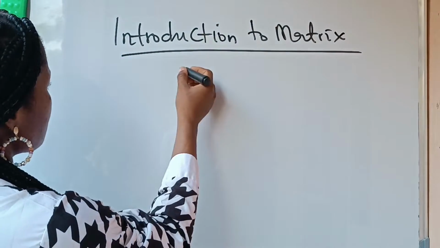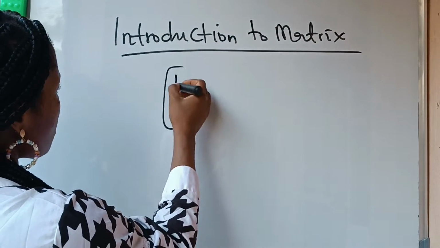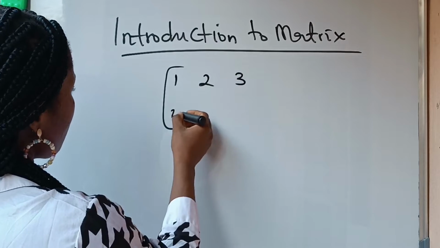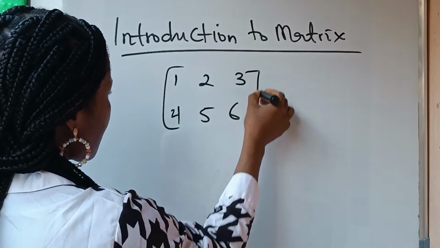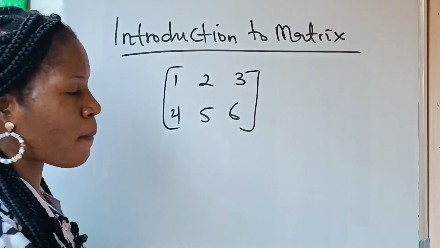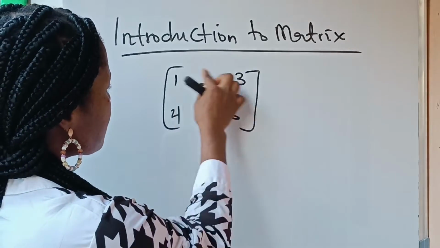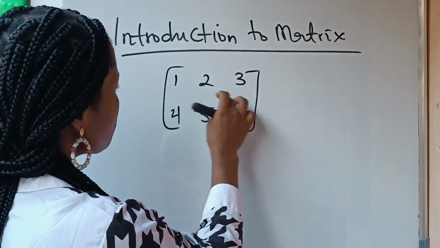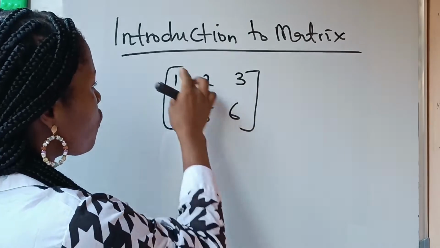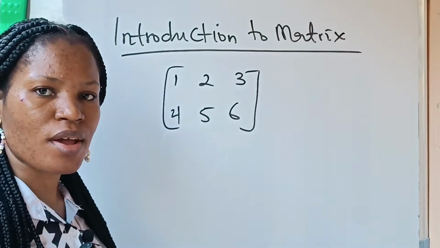What this means is this. For example, if you have something like this, 1, 2, 3, 4, 5, 6, this is a matrix. Why? Because it comprises sets of numbers arranged in rows and columns to form a rectangular array.